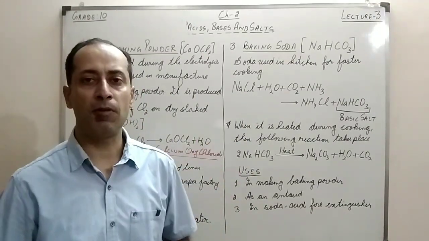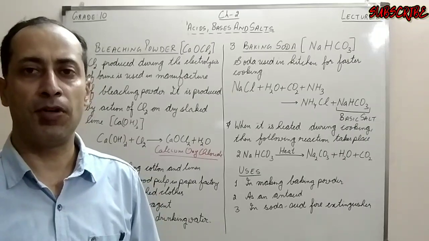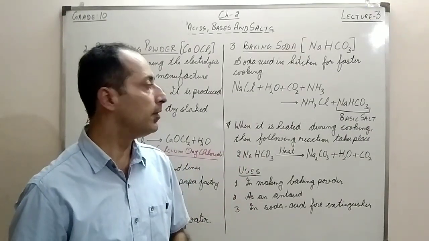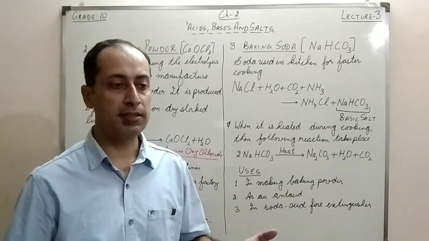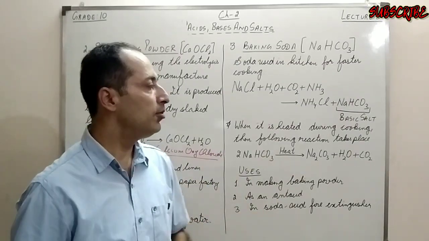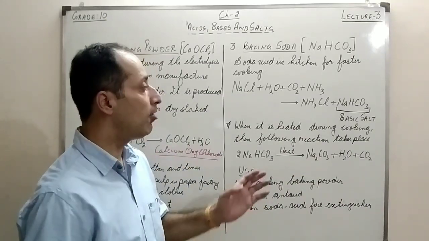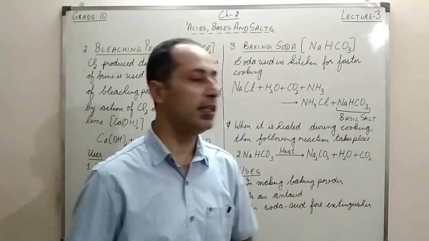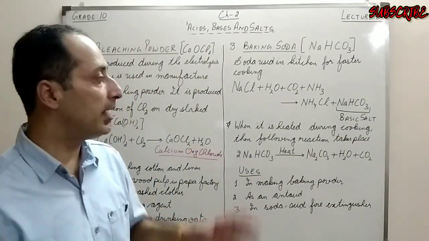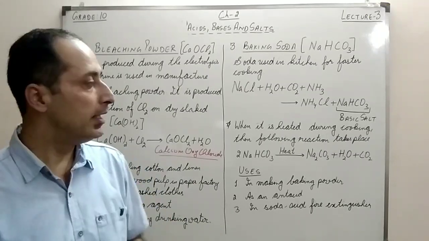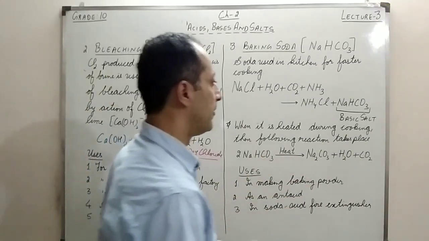Again, sodium chloride is one of the raw materials in the production of baking soda. Sodium chloride solution in water, plus CO2 and ammonia, when they all combine, form ammonium chloride and NaHCO3. And NaHCO3, sodium hydrogen carbonate or sodium bicarbonate, is a basic salt.